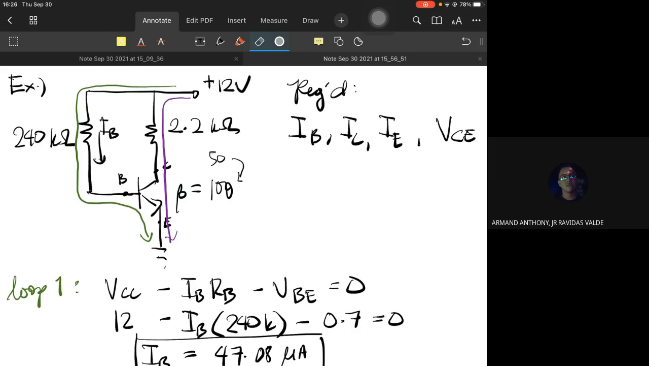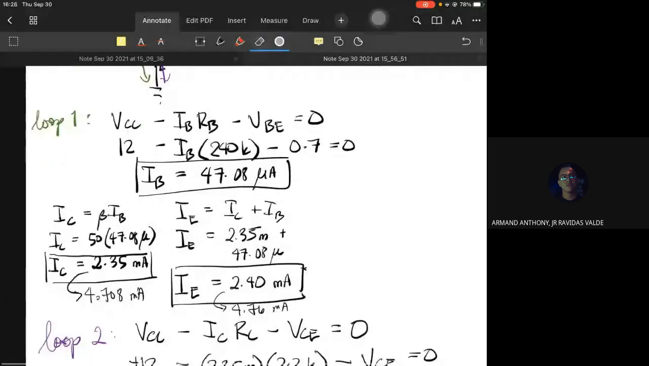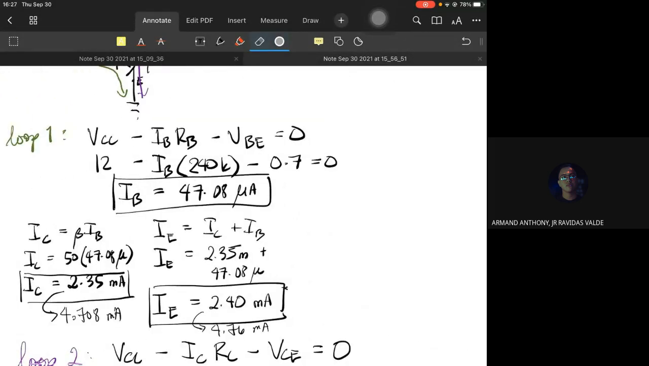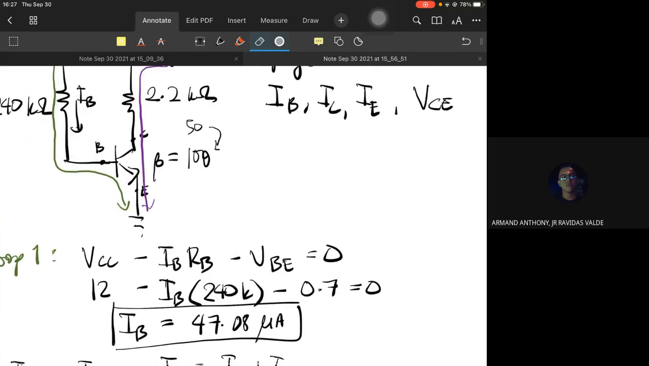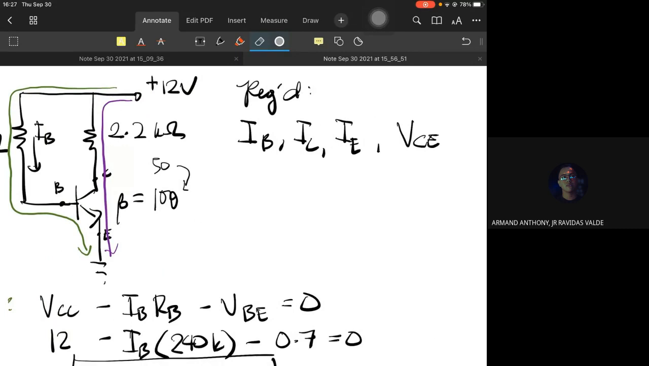Now, we don't want that to happen. We don't want it just because beta changes, and the values change too. And logically, it will follow, but we don't want that. So our conclusion here is that the fixed bias configuration is technically not stable.